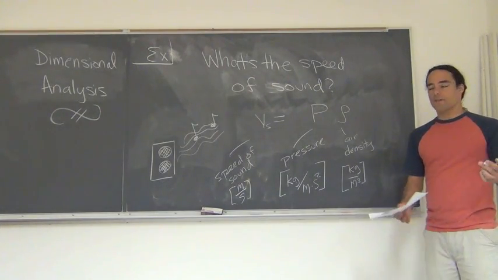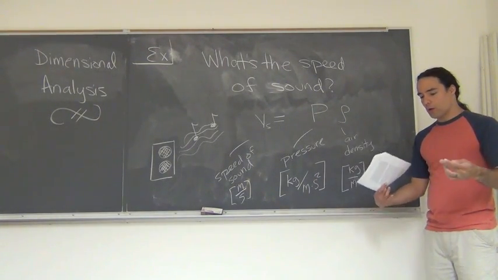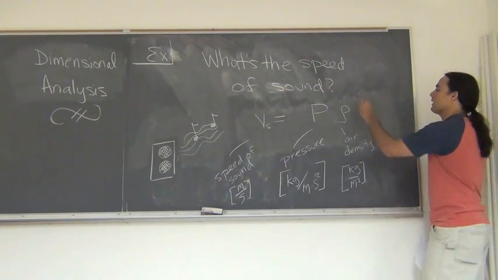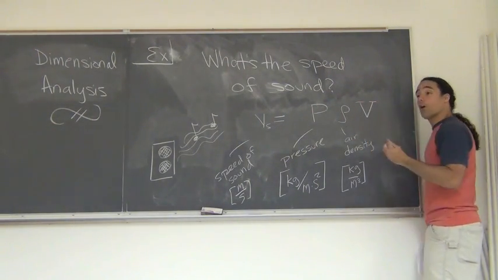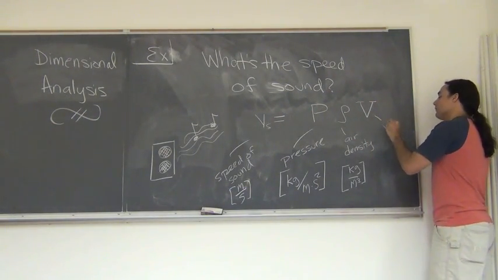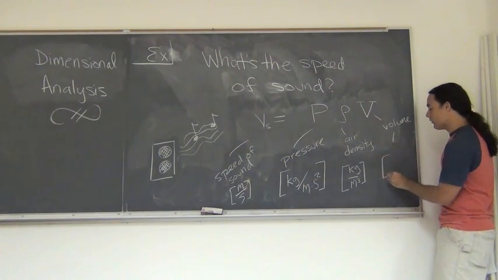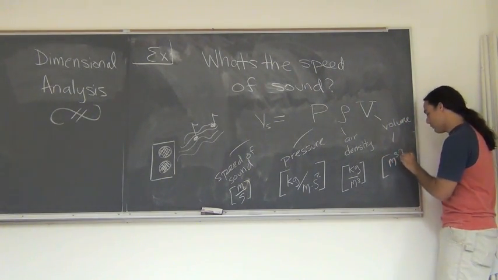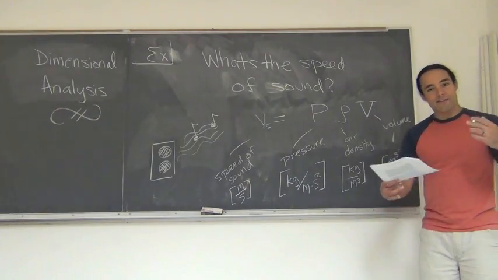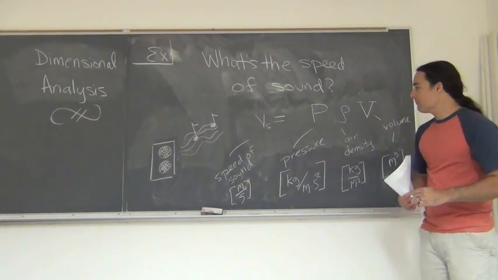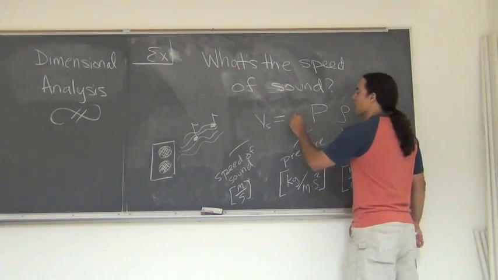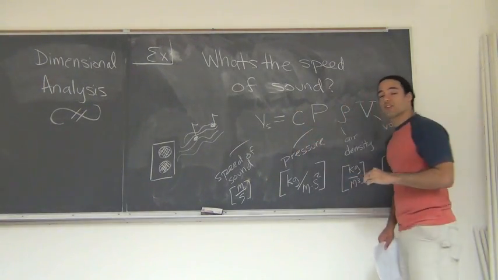Anything else that might affect speed of sound? I don't know. Maybe it's affected by the volume of the room that I happen to be in. So we'll call that volume. Volume gets units of meters cubed. The only other thing that it could potentially depend on is some dimensionless constant. I'll put that out in front as a C.